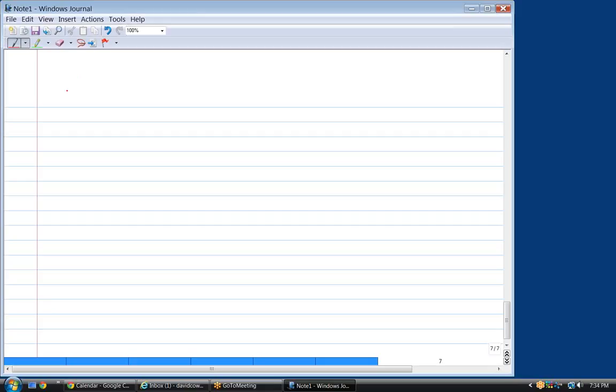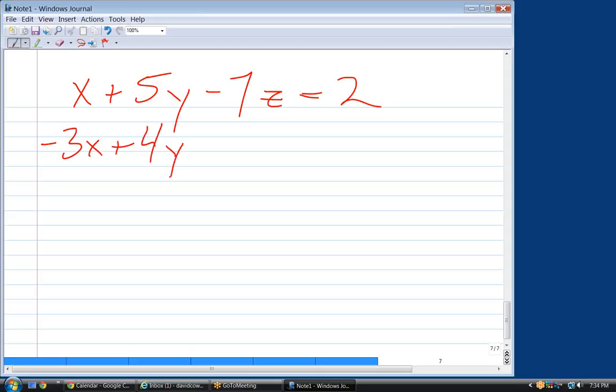x plus 5y minus 7z equals 2. And then negative 3x plus 4y equals 5. And then 2x minus 6y plus 3z equals 5.